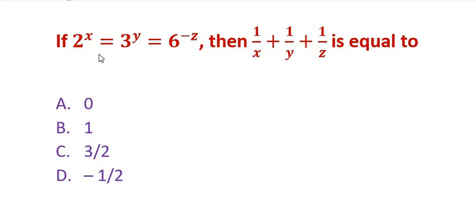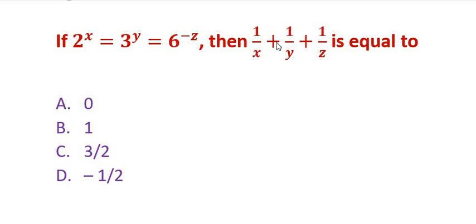In this video we are going to look at a question which belongs to indices, and the question says if 2 raised to x is equal to 3 raised to y is equal to 6 raised to minus z, then 1 over x plus 1 over y plus 1 over z is equal to. So these are the 4 options given and we need to choose one of the options which suits the given expression.